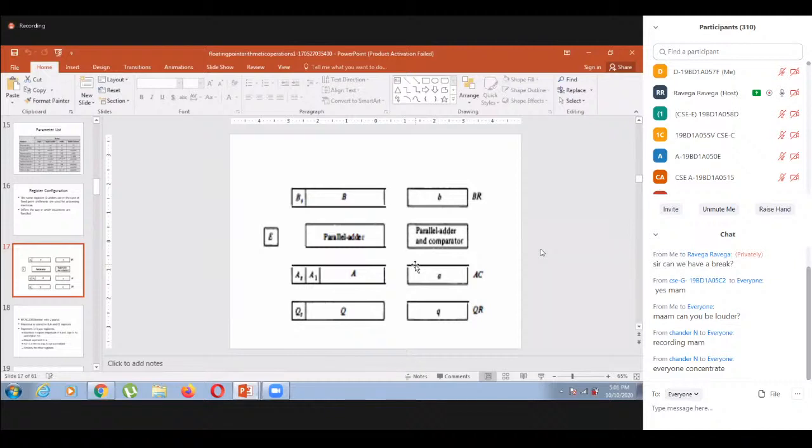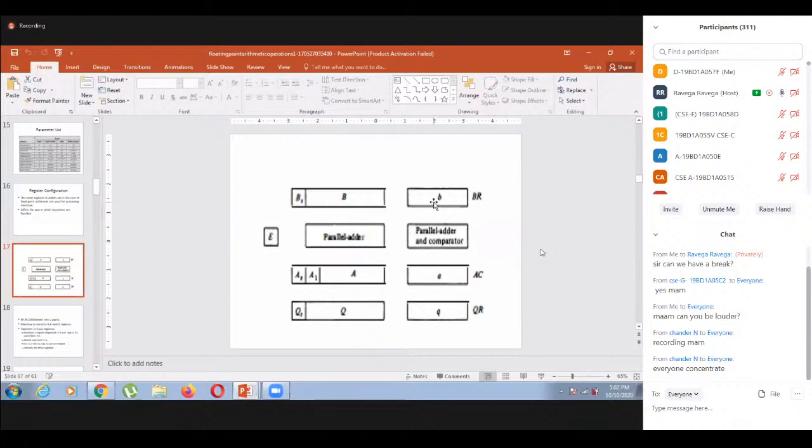Coming to the diagram, the register organization for the floating point operations consists of three registers: the BR register, the AC register and the QR register. Each register is subdivided into two parts. The uppercase letters represent the mantissa part and the lowercase letters represent the exponent part.